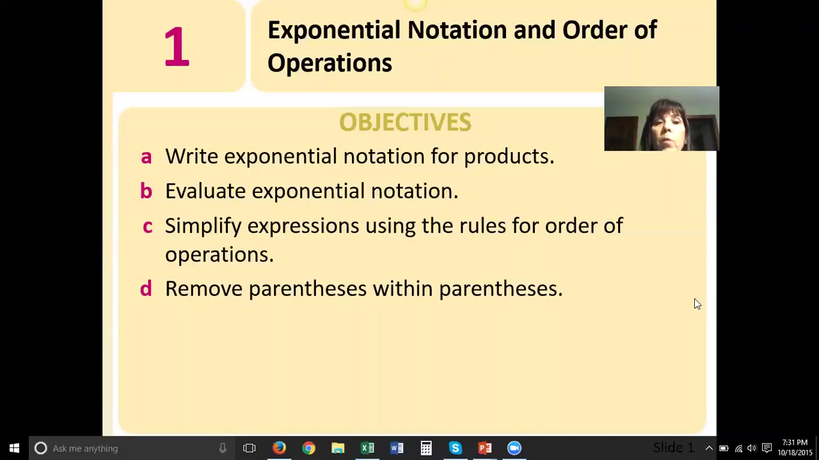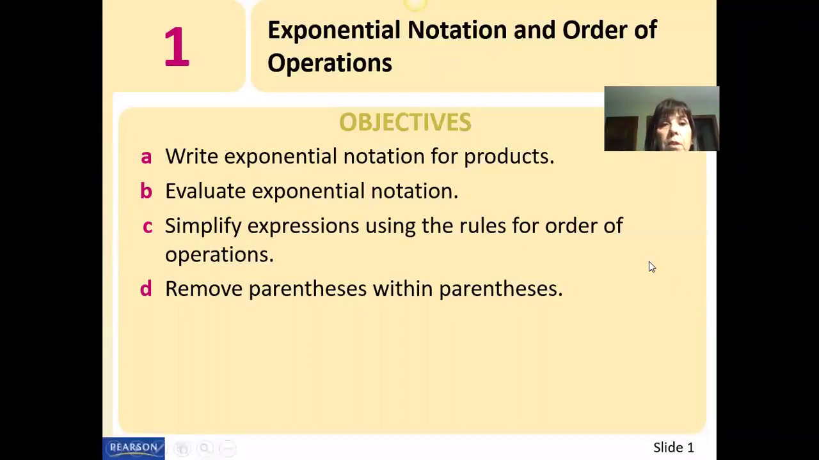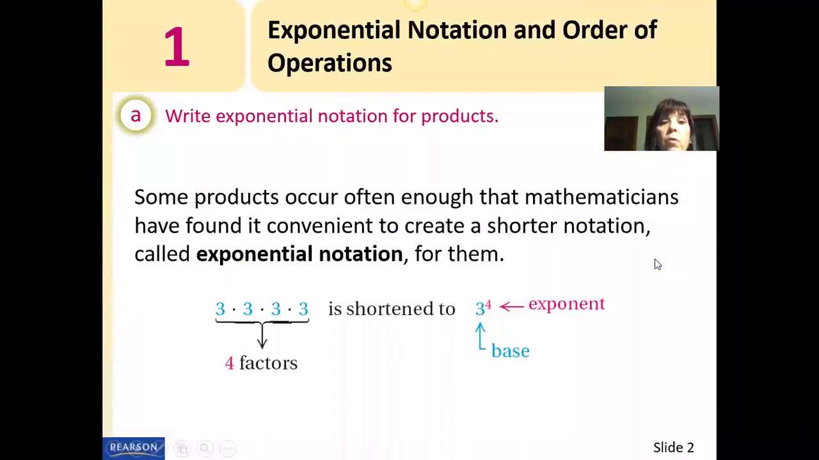We're going to learn how to write exponential notation for products, evaluate some exponential notation, simplify expressions using the order of operations, and also learn how to remove parentheses that are within parentheses. So for the first little section, we're going to talk about exponents.